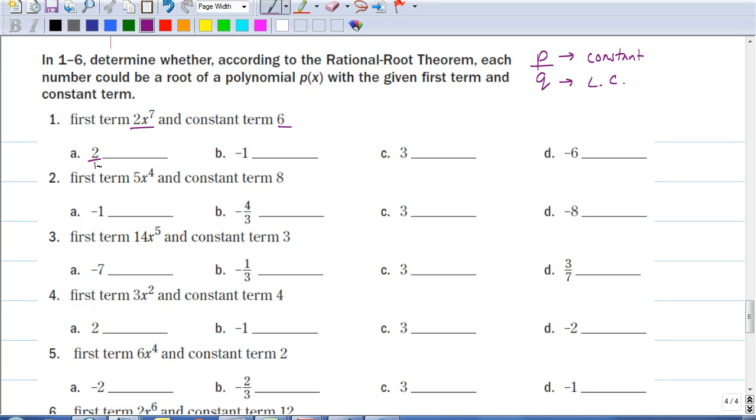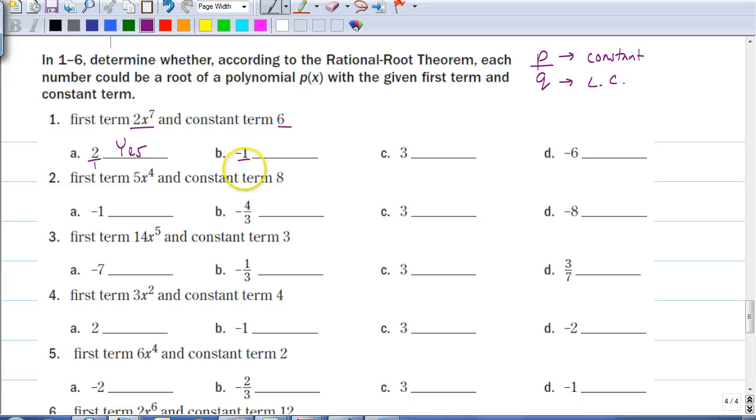So 2 is the same as 2 over 1. I'm going to try 2 to make sure that 2 is a factor of 6. The way that I can test that is, does 2 go into 6 evenly? Yes, it goes in there 3 times without any remainder. 1 goes into 2 evenly. The fact that both of those divided evenly tells us that 2 is a potential root using the rational root theorem.